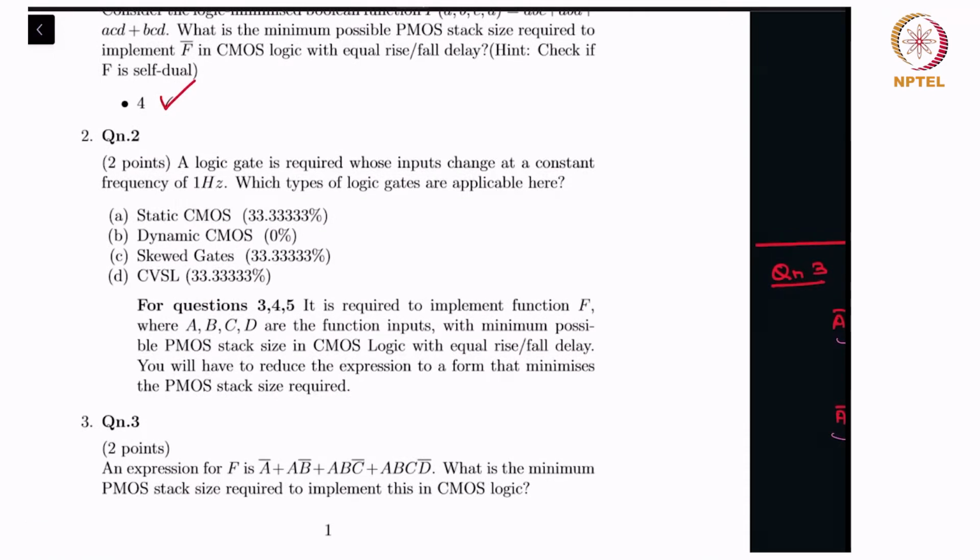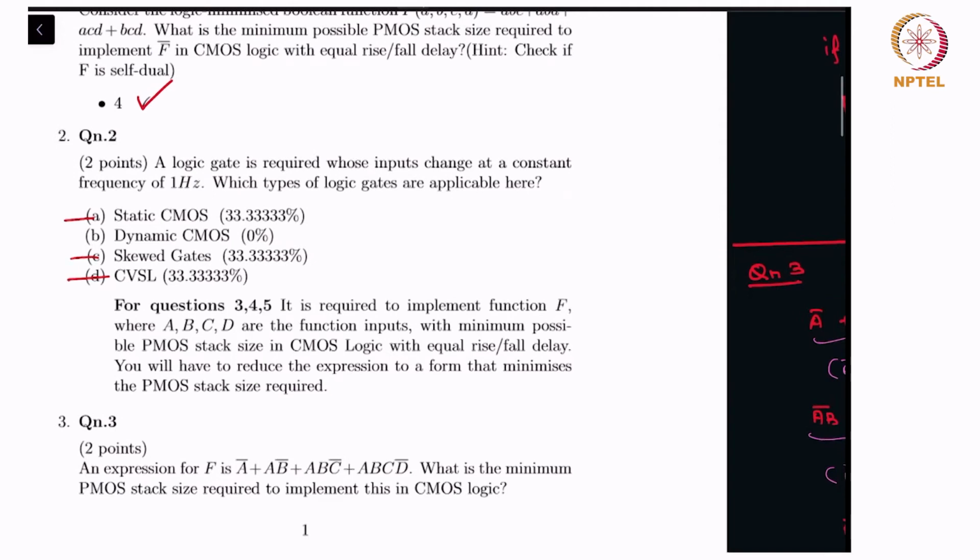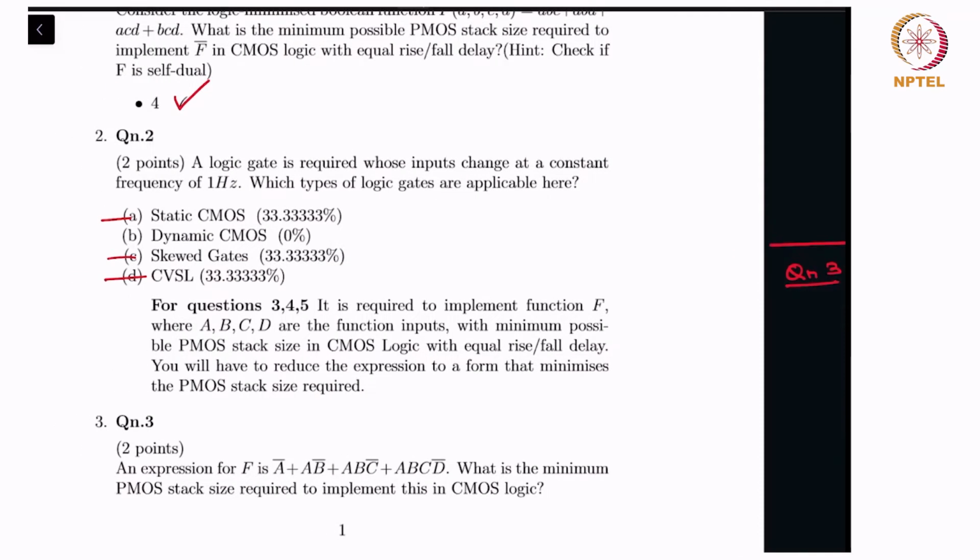A logic gate is required whose inputs change at a constant frequency of 1 Hz. So most importantly, you can see that the static CMOS, the skewed gate, and the CVSL are all actively holding their outputs at certain values for all possible inputs.